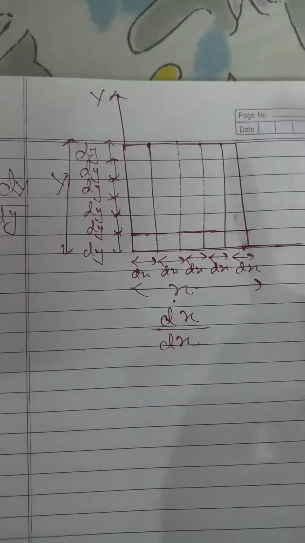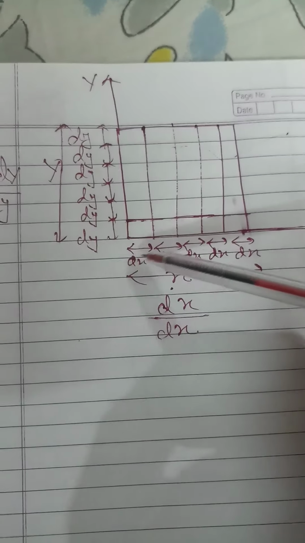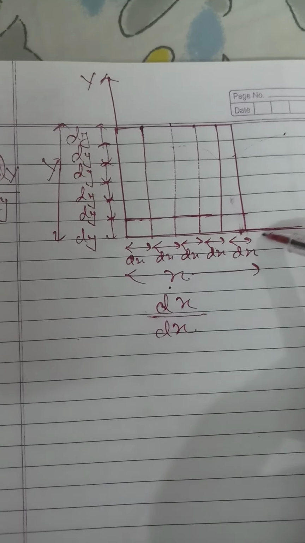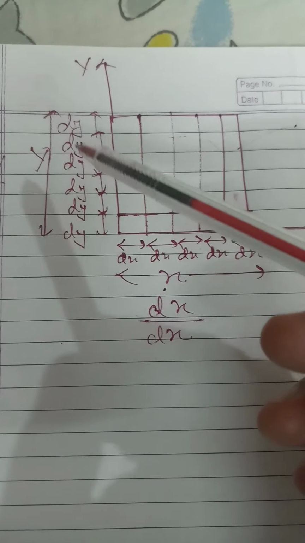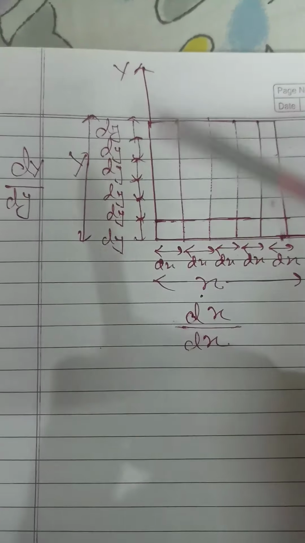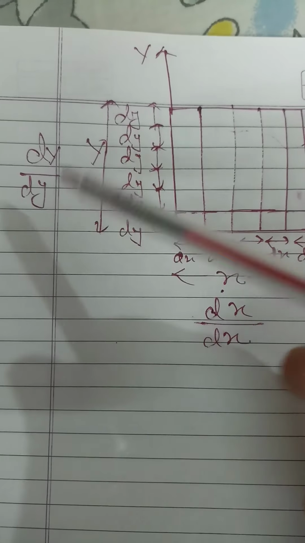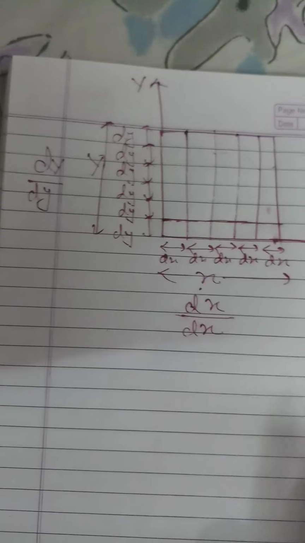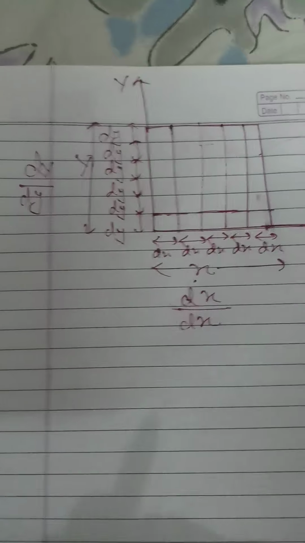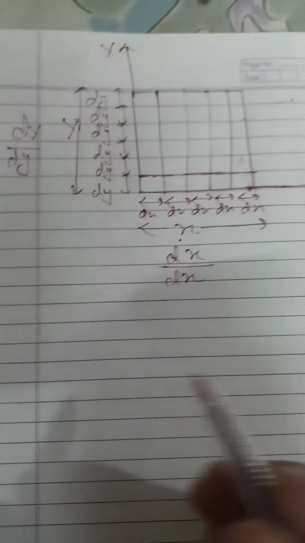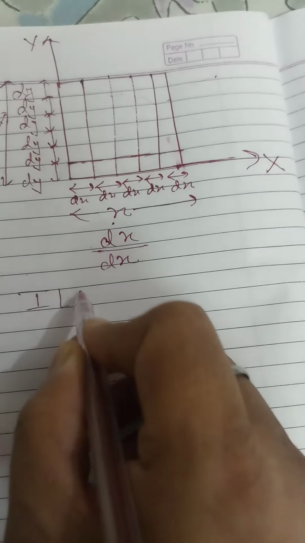It means this was a whole big figure which I have split into dx, dx, dx along the x axis and dy, dy, dy along the y axis. So differentiation of x with respect to dx, differentiation of y with respect to dy. So when you split a big quantity into smaller ones, this is known as what? Differentiation.